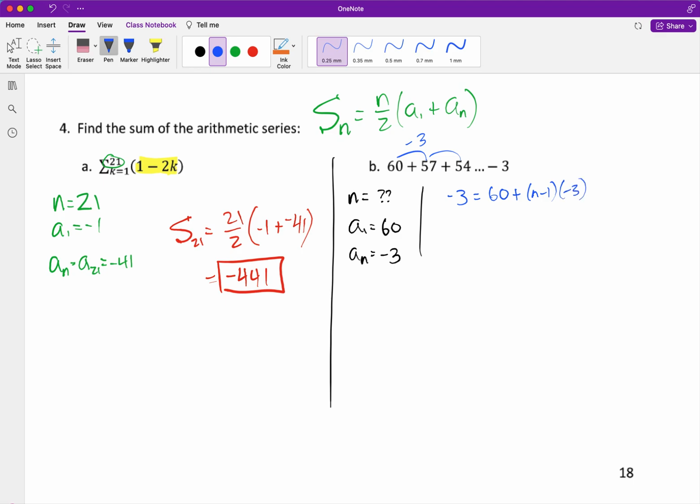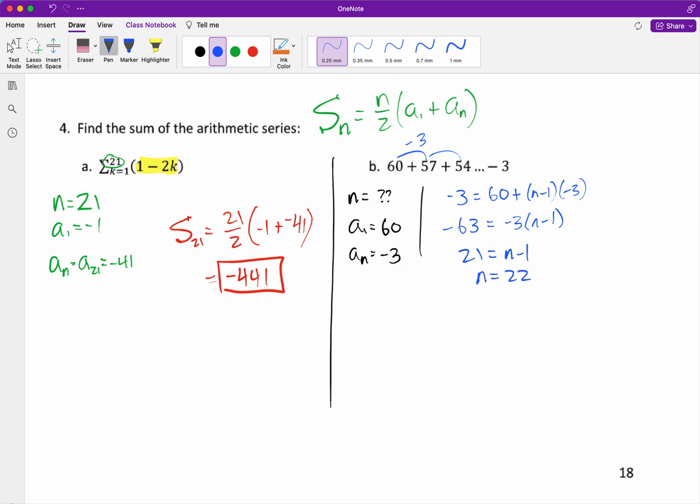And now I can just backtrack and solve for n. So I'm going to subtract 60. That's going to give me -63. That equals -3 times n minus 1. Let's divide by -3. So that's going to give me 21 equals n minus 1. And then I add that one over and I get n equals 22.